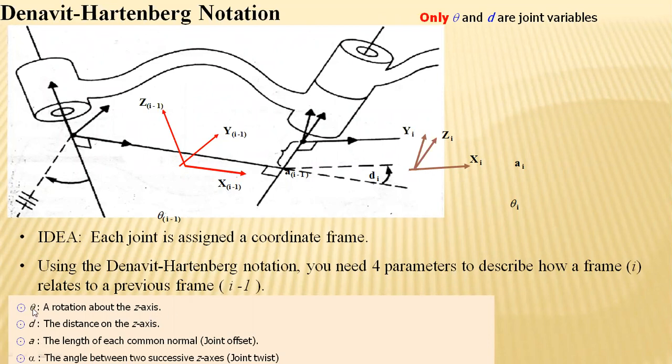Here we have the four different parameters. A, the length of each common normal, that is the joint offset, the normal length of each and every link. Second point, it is theta, the rotation about either of the z axis. Hence here I have considered this z frame, hence the z axis. And maybe if you consider the y axis, it will be y axis, or if you consider the x, then it will be termed as x.